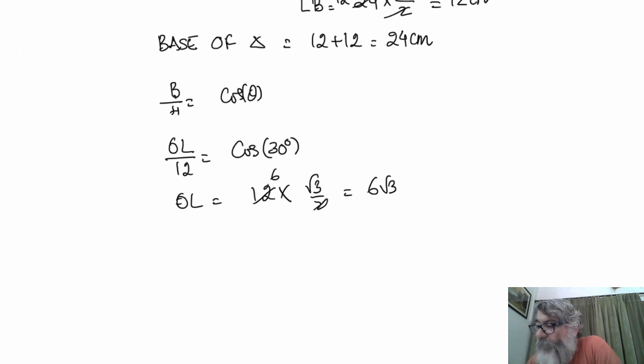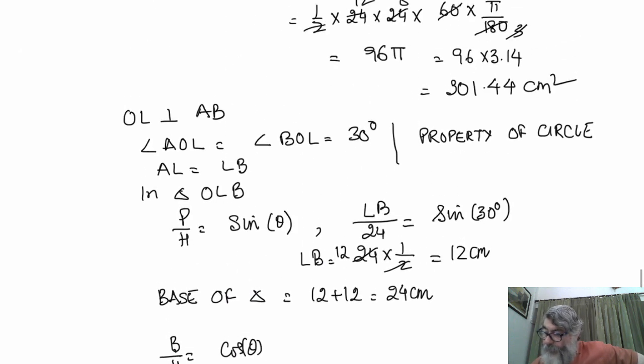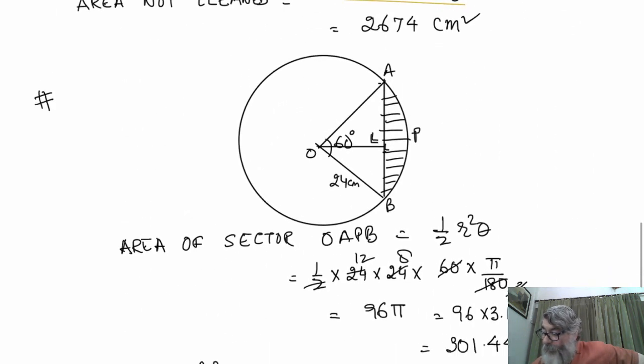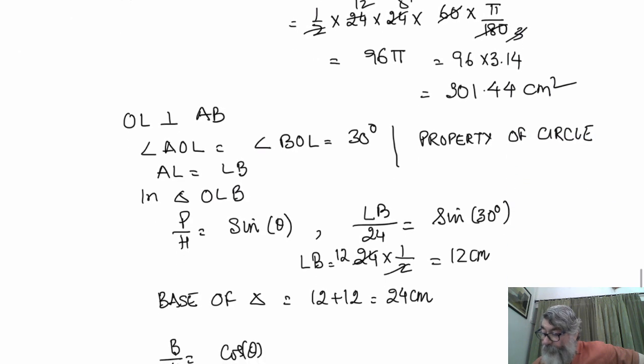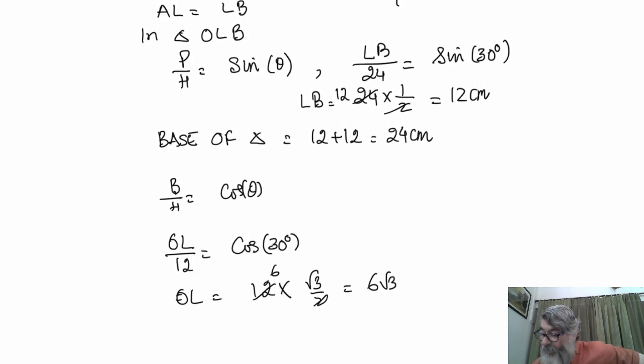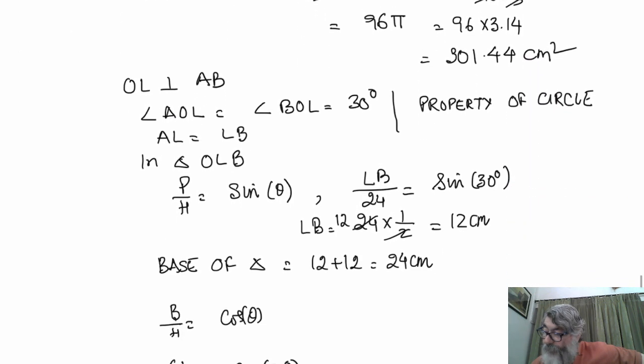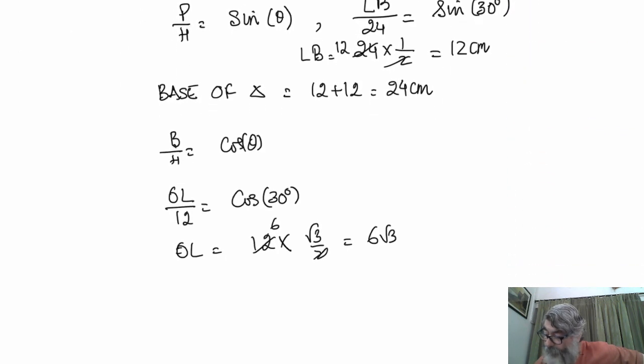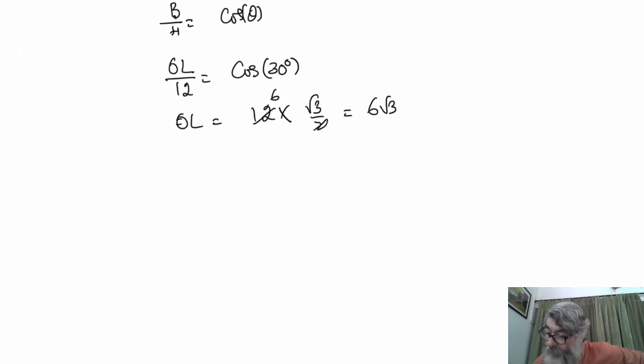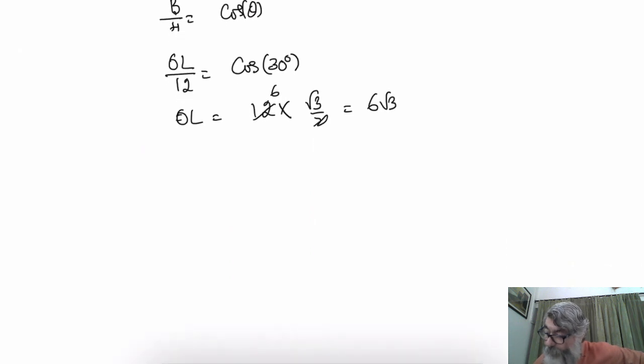I think that should be 6 root 3 only. Sorry, OL is what? Oh, this is 24. OB is 24. That's what the problem is. OB is 24.